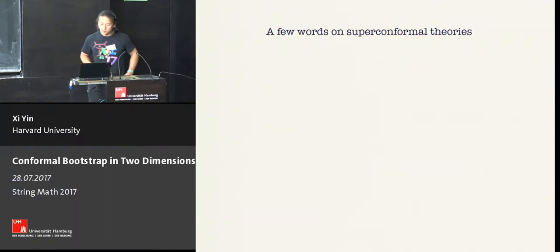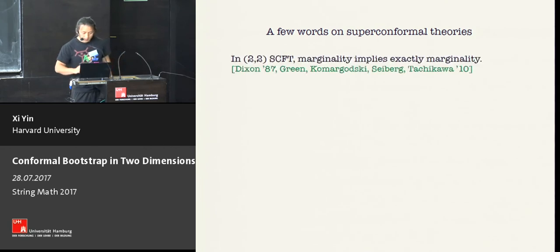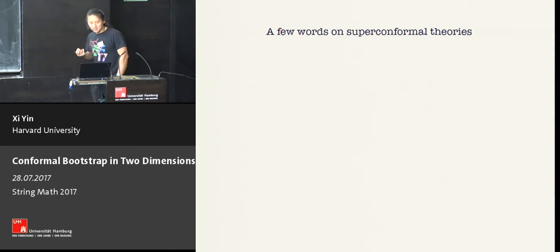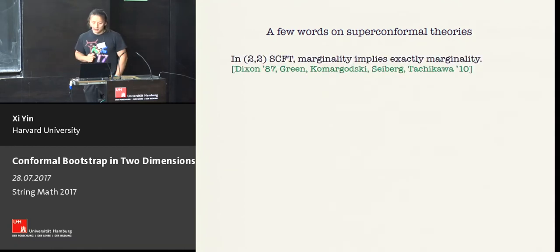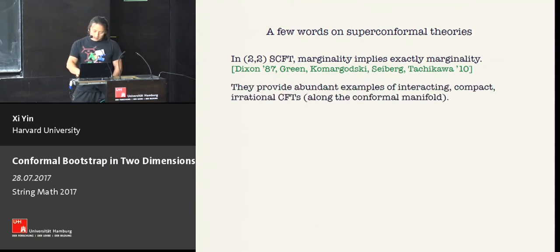Now, let me say a few words about superconformal theories. We also like to use this kind of method to constrain some properties, let's say, of non-BPS operators in some known superconformal field theories that we'd like to understand better. For example, in 2D, (2,2) superconformal theories are nice in that they often come in conformal manifolds. There's an entire family of them. That's because for (2,2) superconformal theories, marginality implies exact marginality. If you have a marginal operator, you can use it to deform to a continuous family of conformal field theories. And they provide abundant examples of interacting, compact, and generically irrational conformal field theories along the conformal manifold.